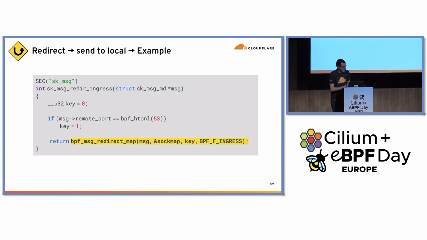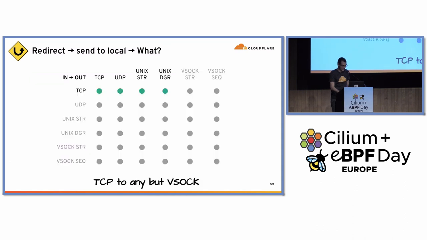So this is what a sample program like that looks like. It will likely have some logic that will make a decision which socket to select, and then it will call the helper I mentioned. We can't redirect from any kind to any kind in this configuration, just from TCP sockets to any other socket kind but VSOCK.